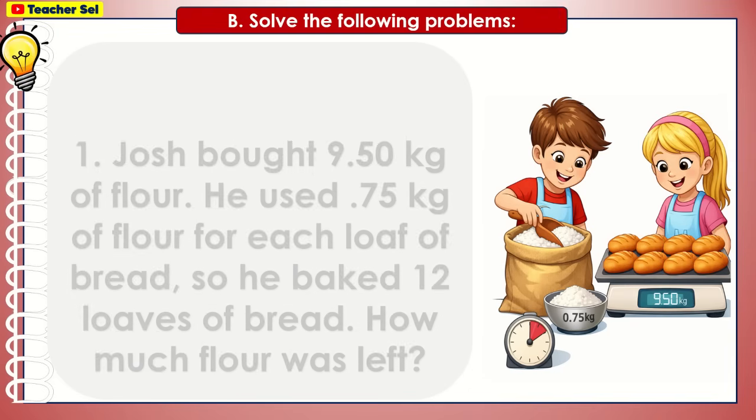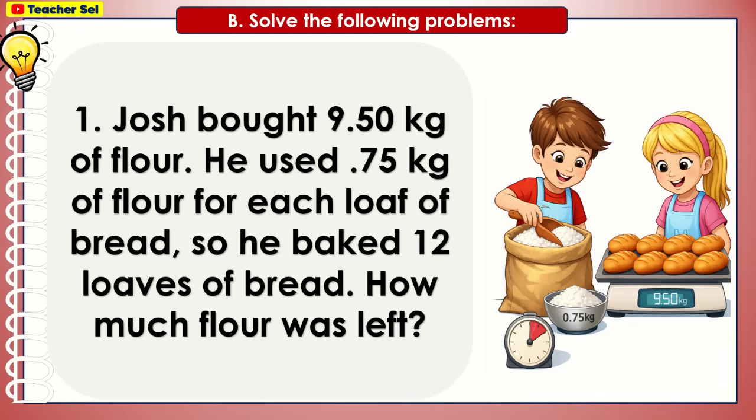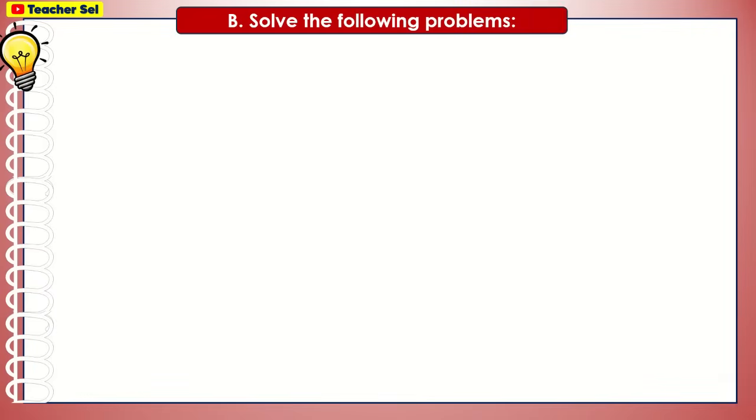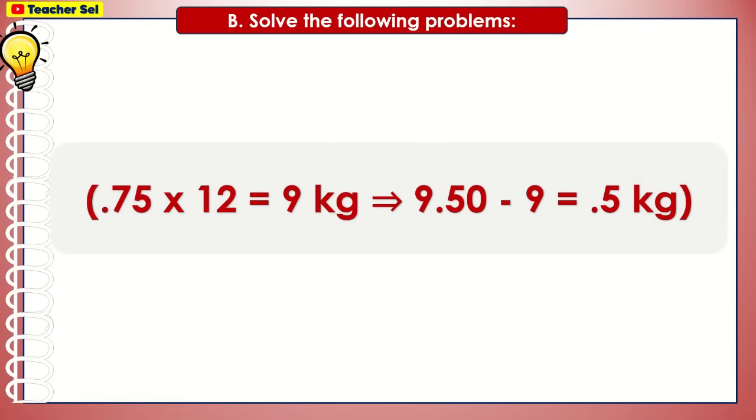Solve the following problems. Josh bought 9.50 kg of flour. He used 0.75 kg of flour for each loaf of bread. So, he baked 12 loaves of bread. How much flour was left? 0.75 times 12 equals 9 kg. Then 9.50 minus 9 equals 0.5 kg.